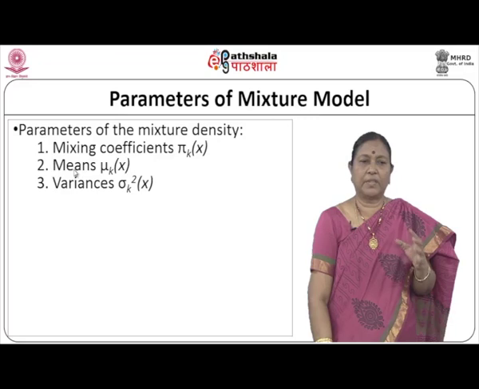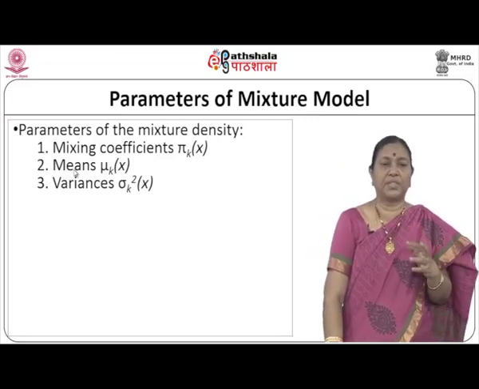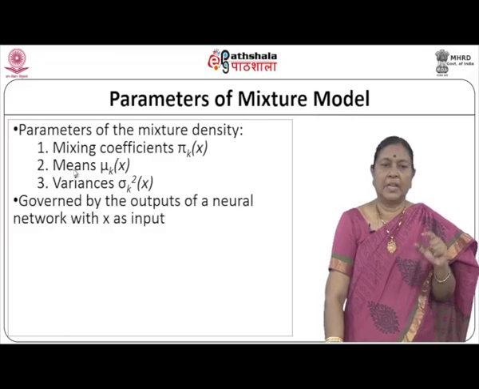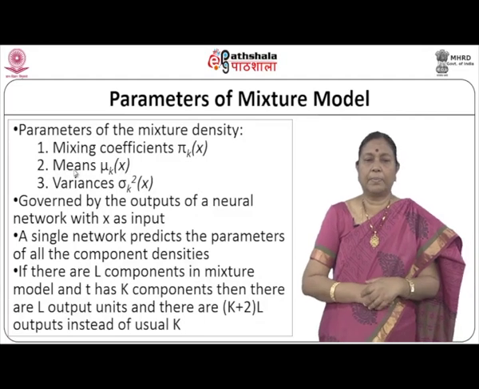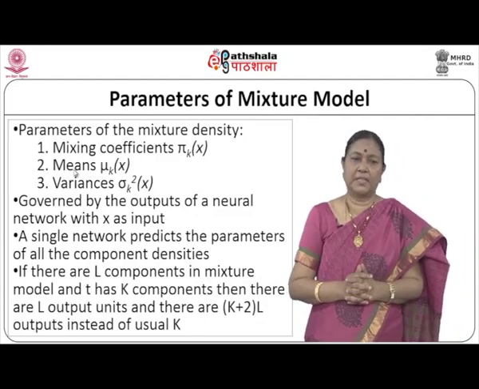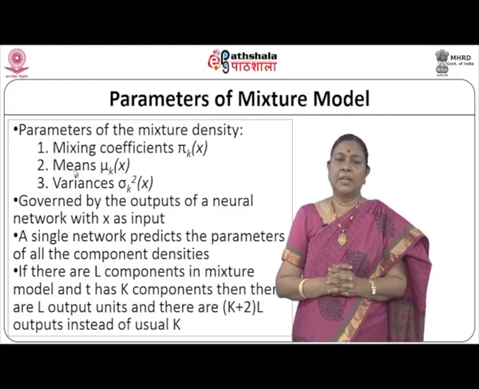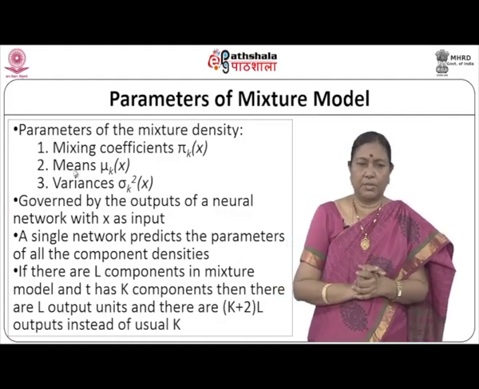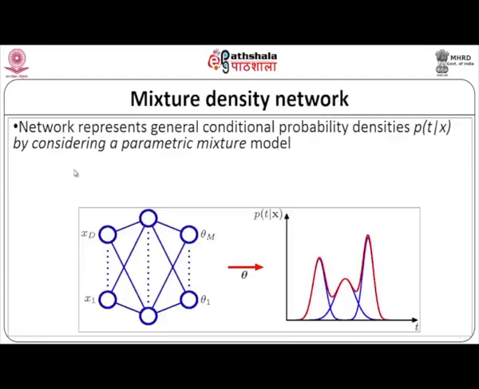The parameters of the mixing model are the mixing coefficients, we are bringing in a new coefficient, means and variances governed by the outputs of a neural network with x as input. A single network predicts the parameters of all the component densities. If there are L components in the mixture model and k components, then there are k plus 2 into L outputs instead of the usual k. So, you are increasing the number of outputs you need.